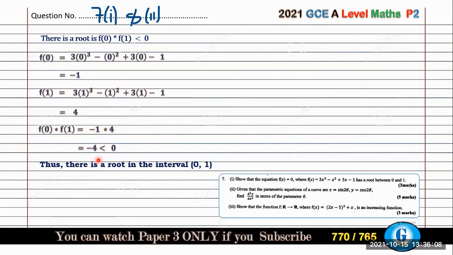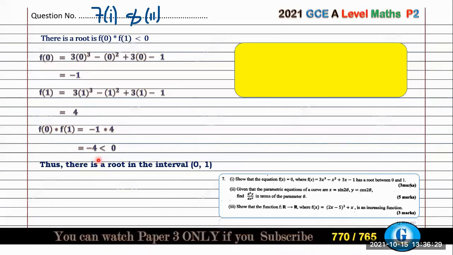Then part 2. Given that the parametric equations of a curve are x equals sine 2 theta and y equals cos 2 theta, find d squared y over dx squared in terms of the parameter theta. This is parametric differentiation. We can answer this question in two ways. The first one is working with parametric differentiation for the second derivative. We know that dy dx is the same as dy d theta over dx d theta, or you can write dy d theta times d theta dx. This is the same thing.